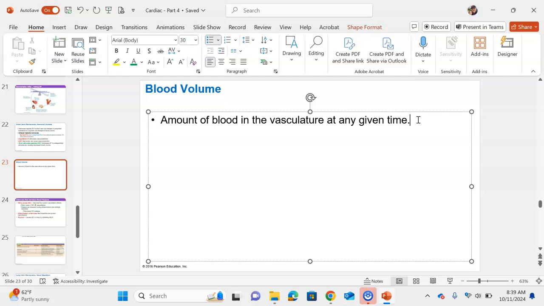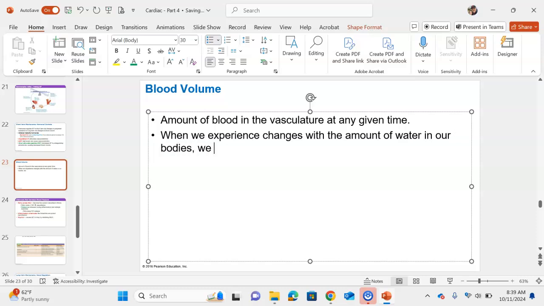And there are factors that can manipulate blood volume, like ANP is one of them. Okay, so when we experience changes with the amount of water in our bodies, we change blood volume. Remember, part of our blood is actually water, and so there's different ways that blood volume can be manipulated.